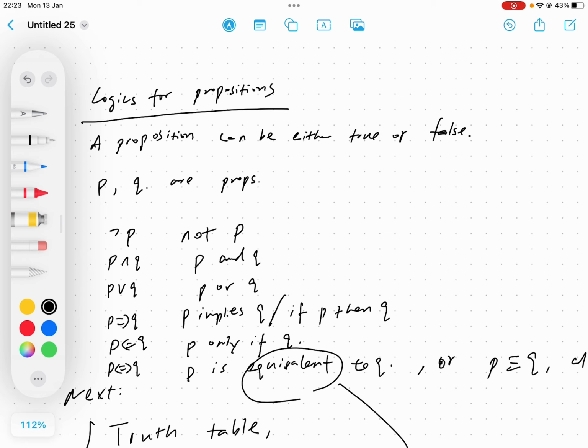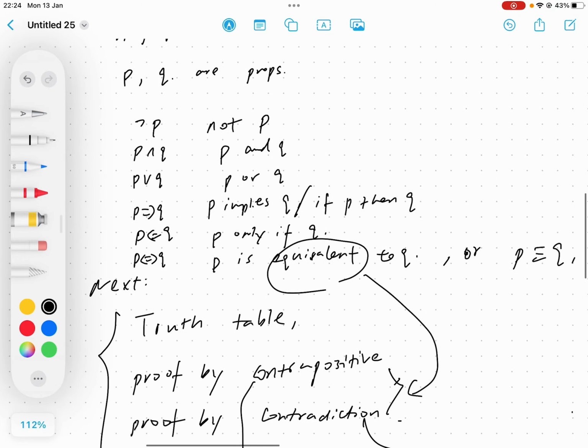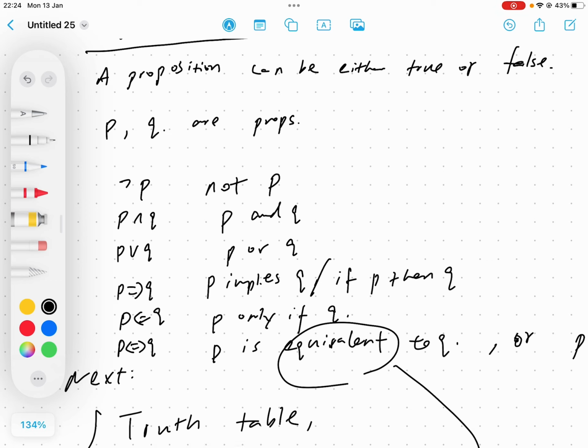Okay, good. So when we're talking about a proposition, it could be either true or false. Okay, it cannot be both true and false. It has to be either true or false. But we're not gonna define what a proposition is. You can just think of it as some statement or some argument, right? Okay, so let's suppose P and Q are two propositions, okay?